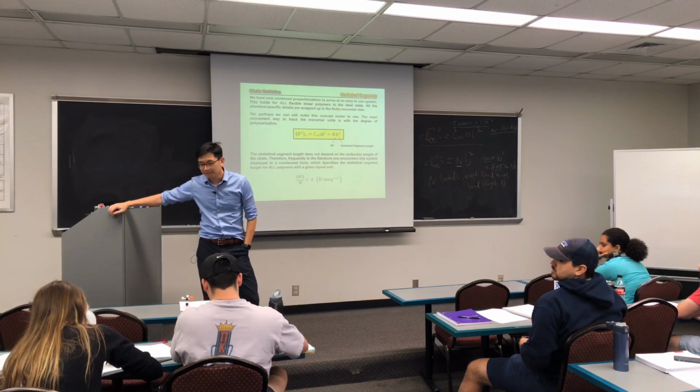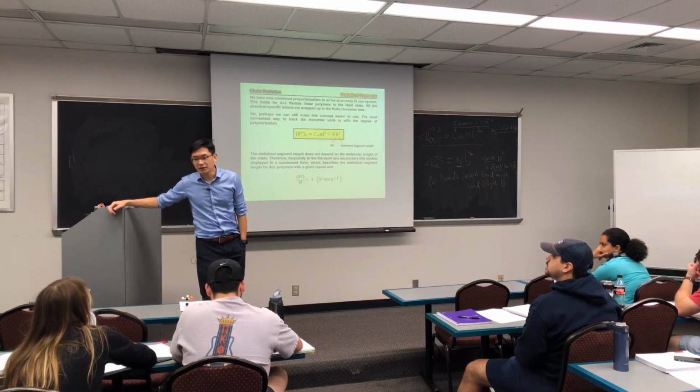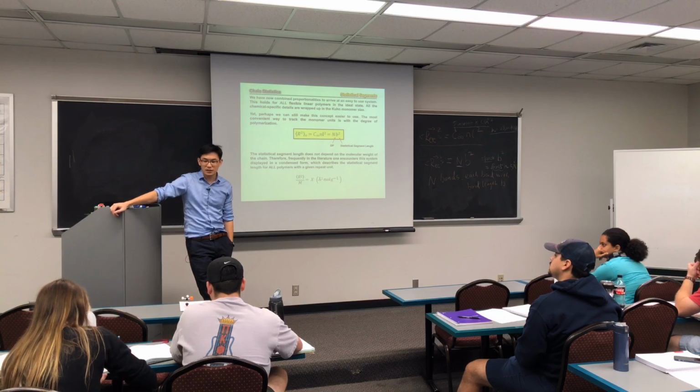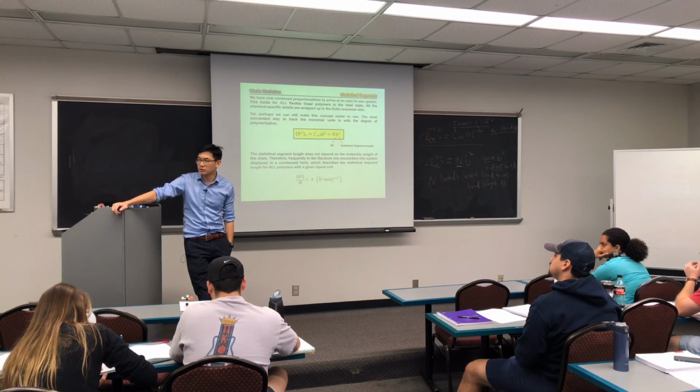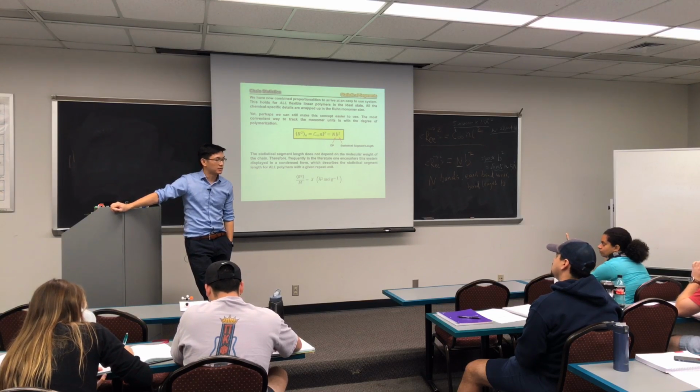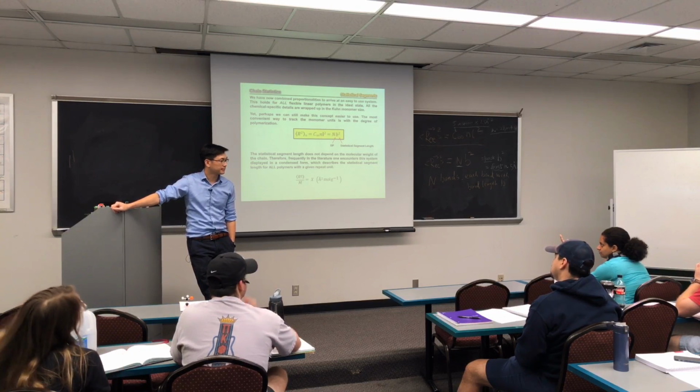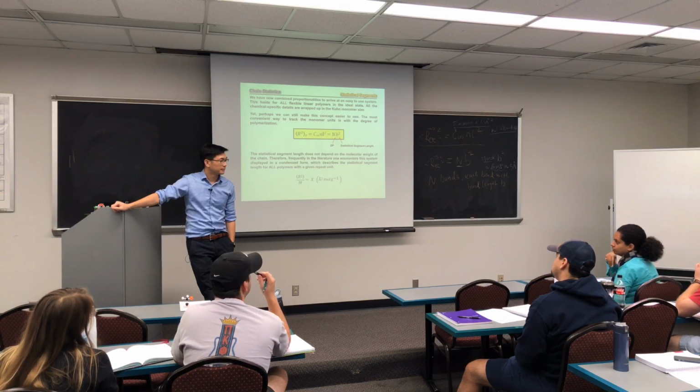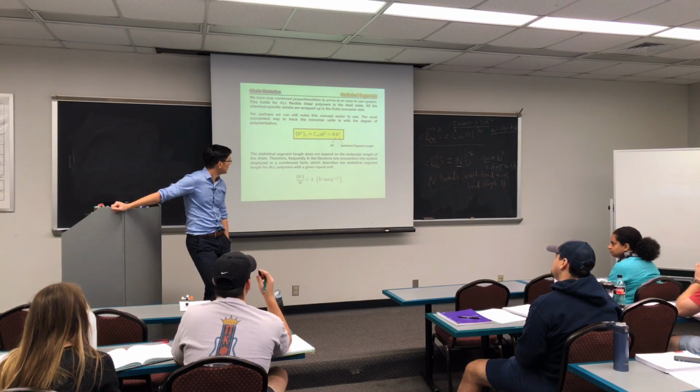Yeah? Can you define DP again, please? DP is degree of polymerization. DP is related to molecular weight divided by monomer molecular weight, or segment molecular weight. Is it the same? Segment molecular weight, right? Yeah. Okay.